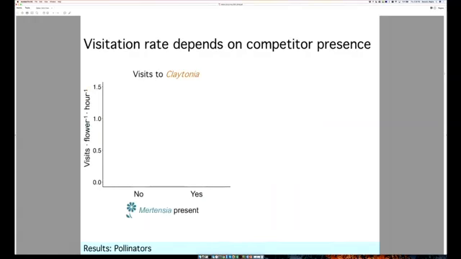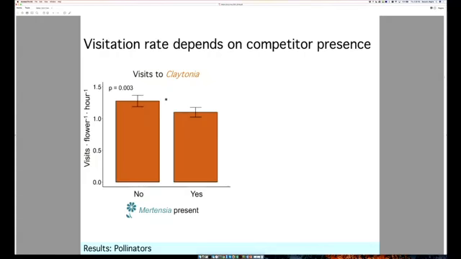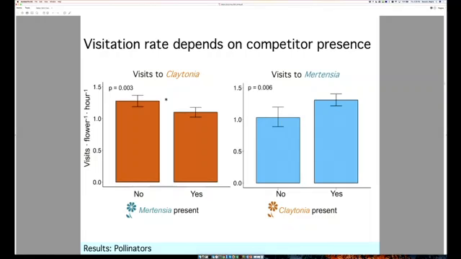And I did a few years of observational pollinator observations, and I found that visitation rate does depend on the other species' presence. This is visitation rate to Claytonia, and I've controlled for different environmental factors and plotted the LS means. So these are visits to Claytonia, and when Mertensia is present, we're actually seeing a decrease in visitation rate. This is a little bit opposite of what I found with the population growth model. And when I look at the opposite, visits to Mertensia, when Claytonia is present, we're seeing a slight increase in visitation rate, but it's not statistically different.